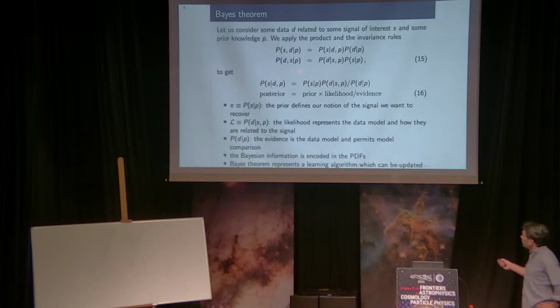as the product of a prior and a likelihood. The prior represents our notion of the signal we want to recover. And the likelihood represents the data model and how they are related to the underlying signal. And then we have the evidence, which is the data model, which permits model comparison. And well, the Bayesian information is encoded also in the choice of the probability distribution functions. And Bayes' theorem represents a learning algorithm which can be updated. Once you get more data, you can use your posterior as a new prior, okay?